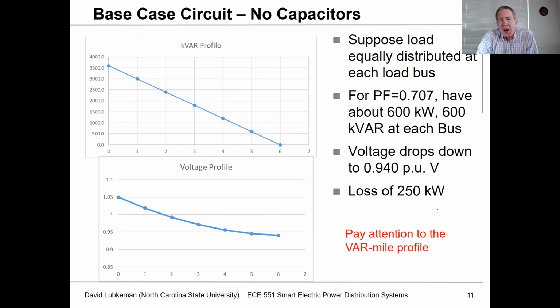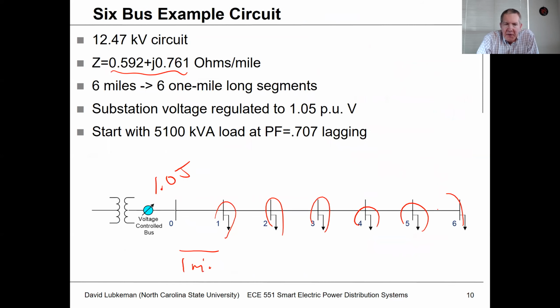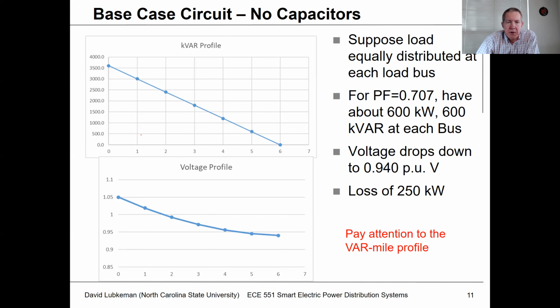So what's the VAR profile for this circuit going to look like? Let's just neglect the I squared X line in this case. If I've got a 5100 kVA load, and I multiply by the reactive power factor, which is the sine of the arc cosine of 0.707, then what I'm going to get for the total kVAR needed is 3600 kVAR. All right, I'm going to need 3600 kVAR at the top of the feeder.